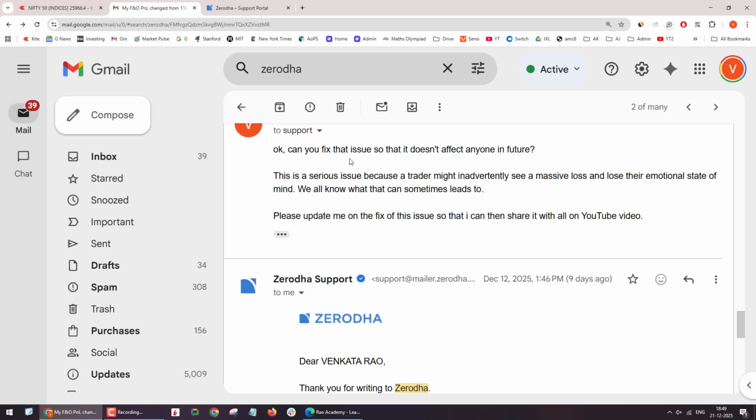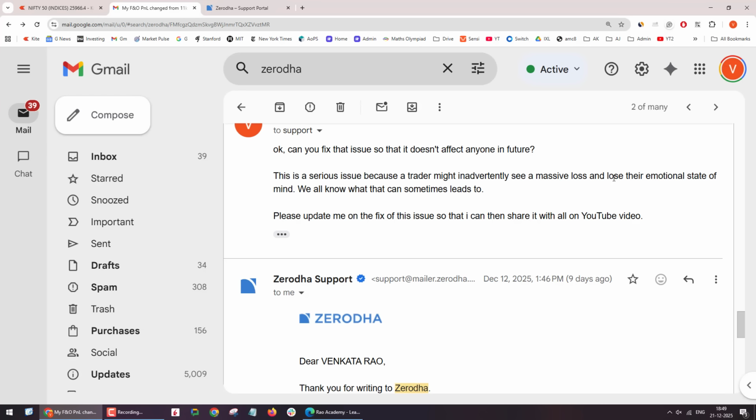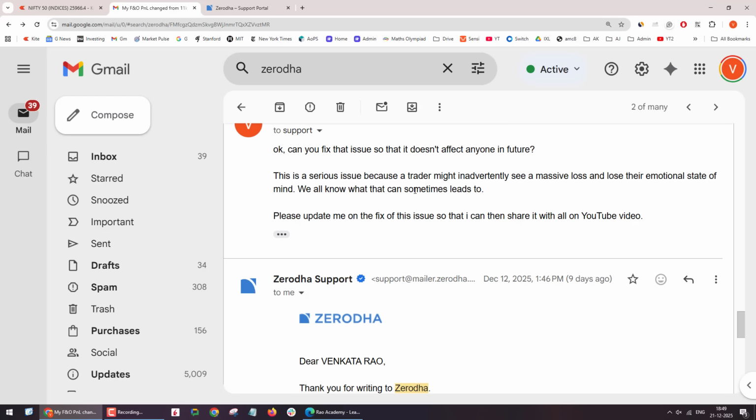So this is what I wrote to them: can you fix that issue so that it doesn't affect anybody in future? This is a serious issue because the trader might inadvertently see a massive loss and lose their emotional state of mind, and we all know what that can sometimes lead to. Please update me on the fix of this issue so that I can share it on the YouTube video. I specifically mentioned this because I wanted them to know that I have a platform to raise awareness about this topic. I can bring this issue to other retail traders. It's not a good look for Zerodha if they keep at it.